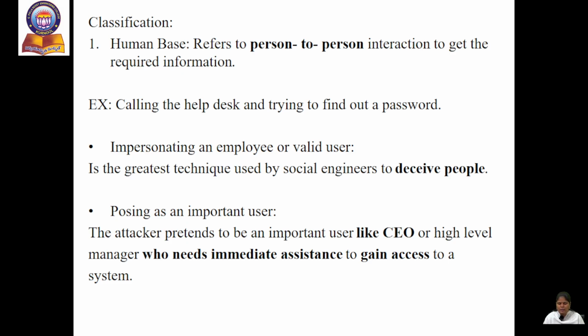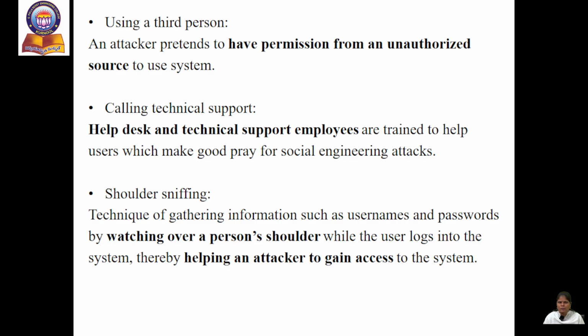Another example is impersonating an employee or a valid user, which is the greatest technique used by social engineers to deceive people. The next one is posing as an important user. The attacker pretends to be an important user like the CEO or a higher level manager who needs immediate assistance to gain access to the system. Using a third person, the attacker pretends to have permission from an unauthorized source to use the system.